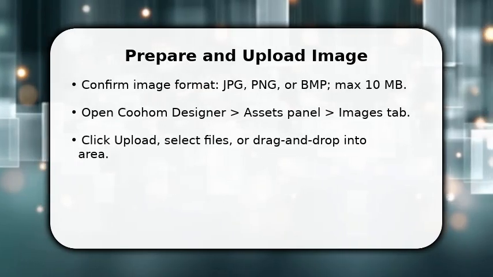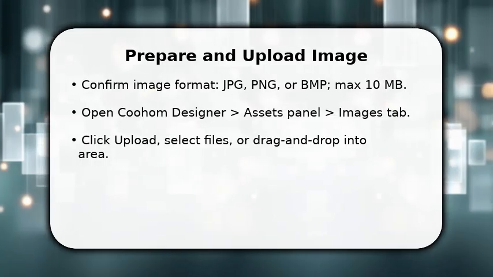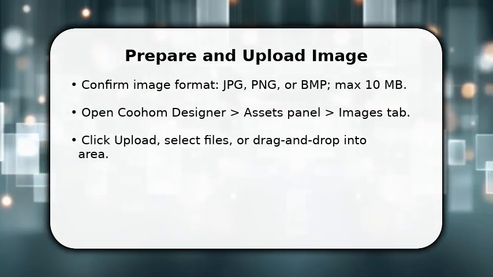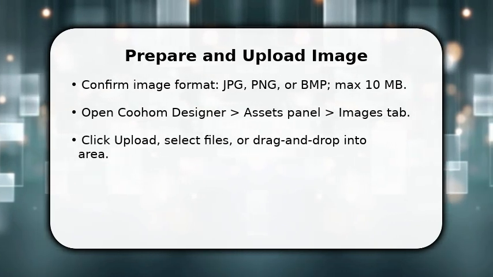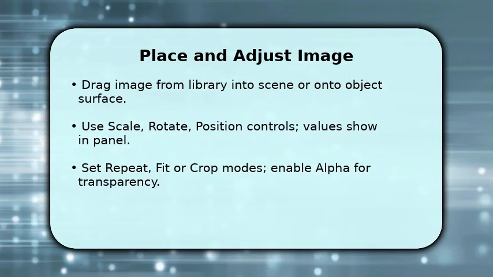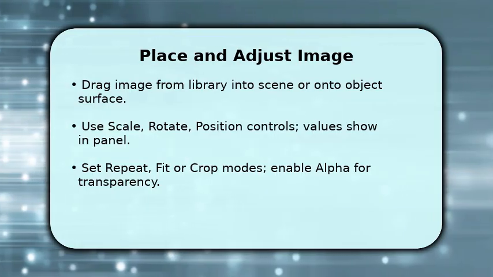While it transfers, check image orientation and resolution so you avoid scaling issues. Once uploaded, the image appears in your library and is ready for placement. Don't proceed until it shows a thumbnail. Now drag the uploaded image from the library directly into the scene or onto the object surface you want textured.